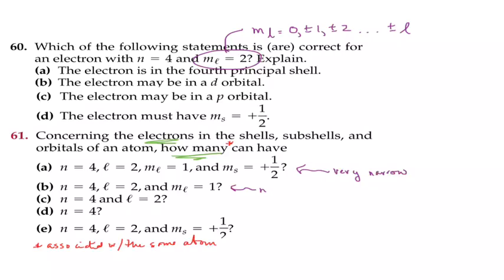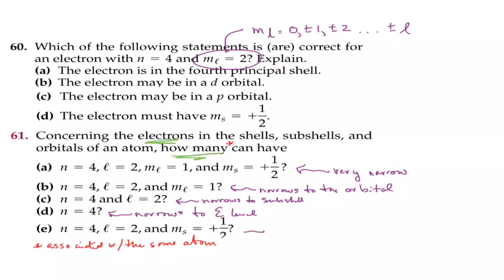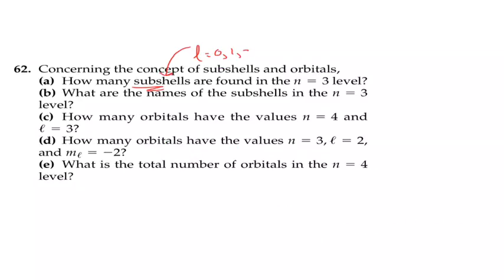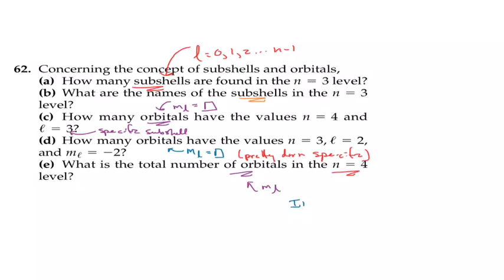Concerning the electrons in the shells, subshells, and orbitals, how many can have? So they give you not all of the quantum numbers, but just a scenario, and they ask you how many electrons can fit that bill. So those are my hints. There's still another one. That's okay, you've got the whole weekend to do it. Concerning subshells and orbitals, and then we just ask different questions about them.